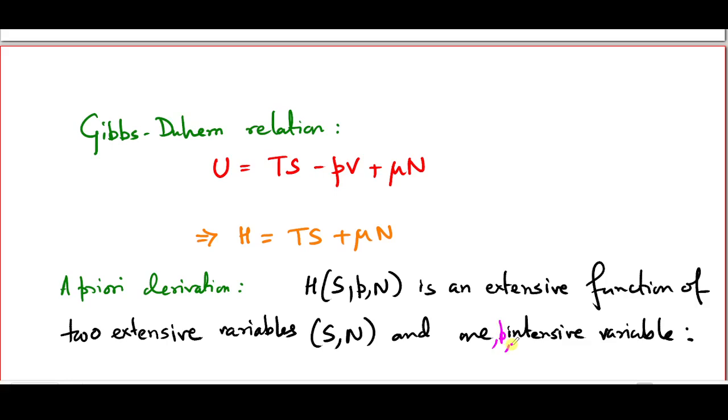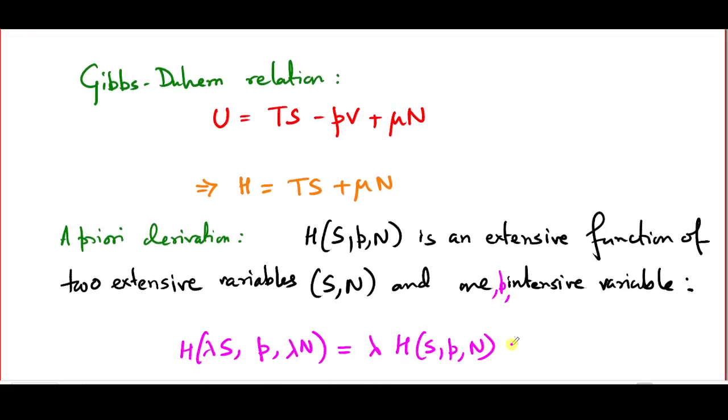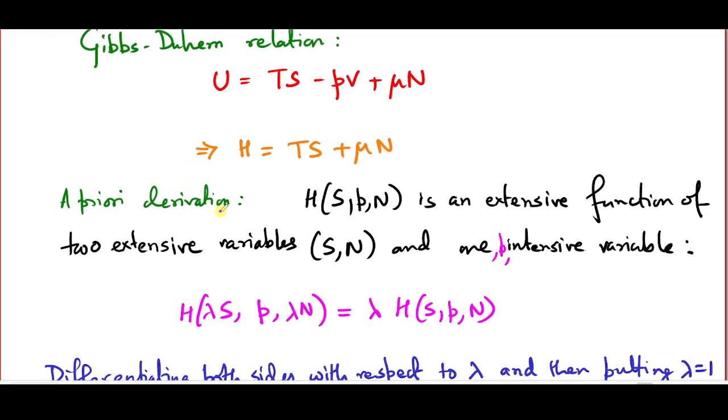As a result, when you scale up a system by a factor lambda, its enthalpy must scale up by the same factor, but the arguments which go into the function for enthalpy do not all scale up. S scales up by a factor of lambda, so does N, but P stays P. So H of lambda S, P, lambda N is lambda times H of S, P, N. This is just the extensivity of H that is being used here.